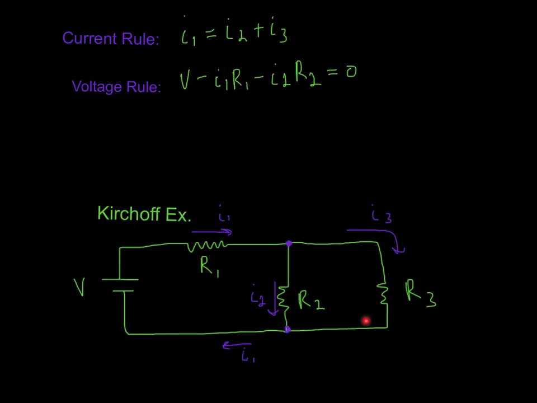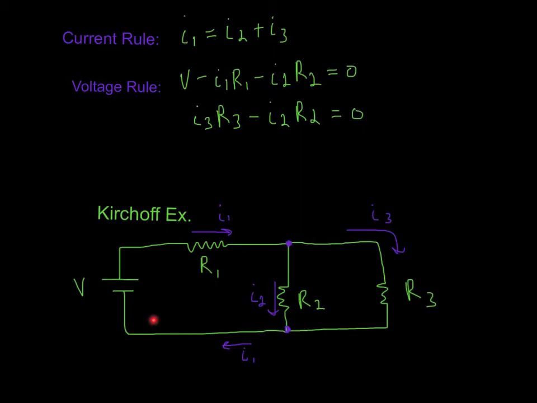And we can choose, I'm going to choose to go around this direction. We could go around another direction instead, but so I'm going to go I3 R3. I'm going with current, so I3 R3 minus, because now I'm going to go against current, I2 R2 is going to be equal to 0. Okay, and then let's finally do the outer one.